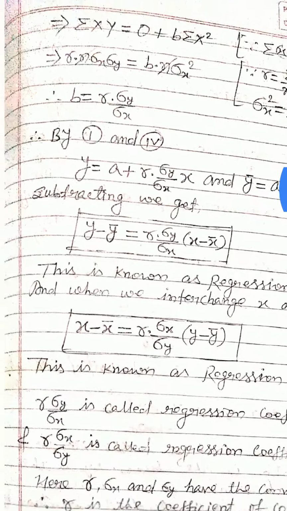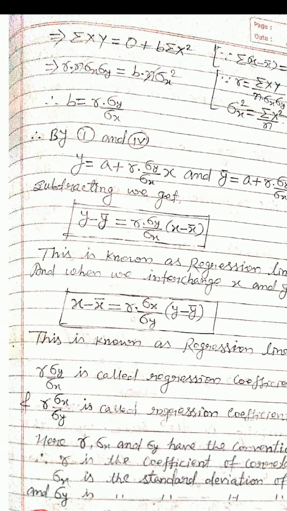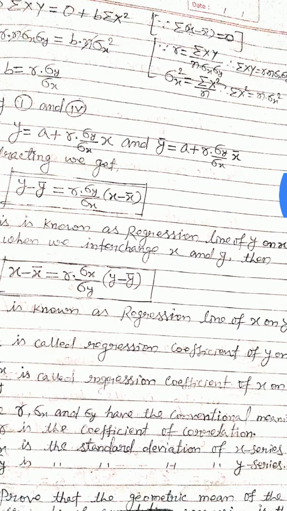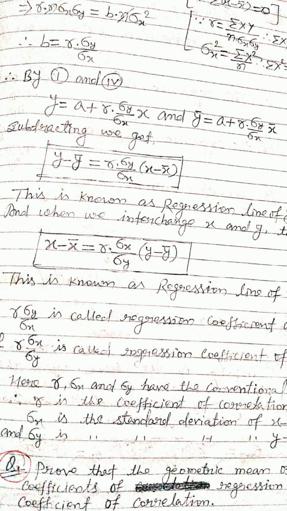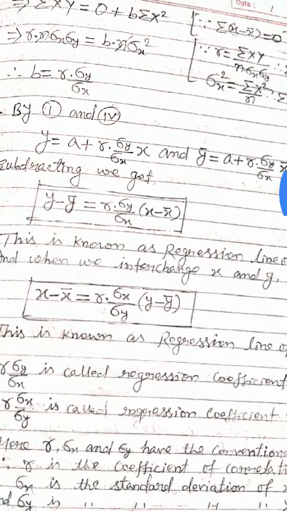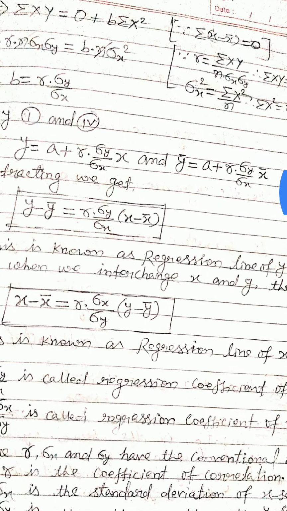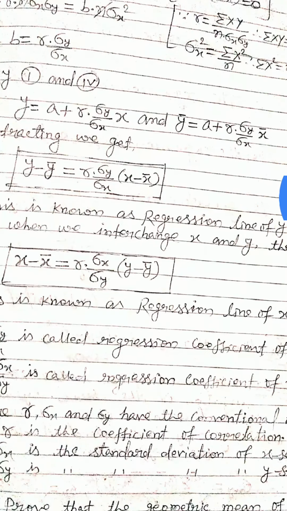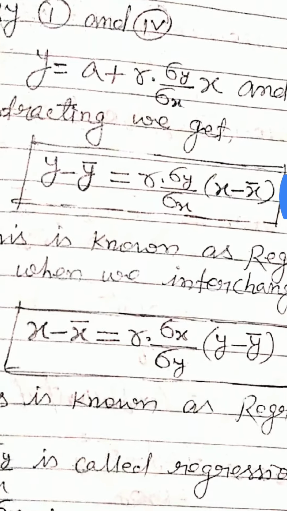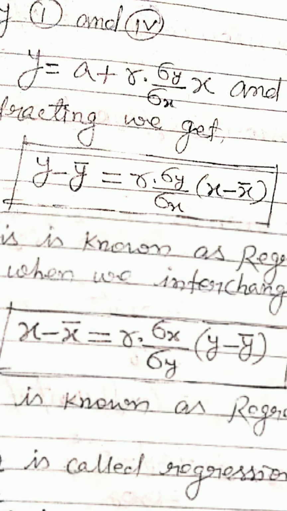Now we replace the value of b in our very first equation, y is equal to a plus bx. So y is equal to this, and y bar is equal to a plus r into sigma y by sigma x into x bar. Finally, we subtract these two equations, and we get y minus y bar is equal to r into sigma y by sigma x into (x minus x bar). This is the equation of the regression line of y on x.